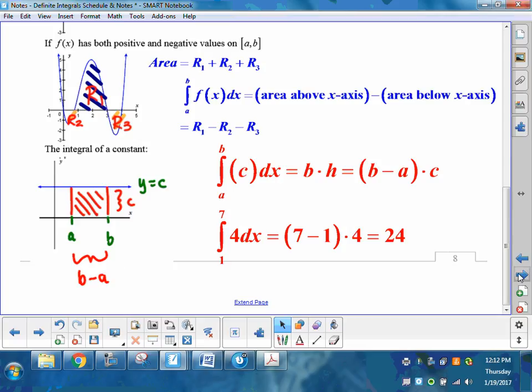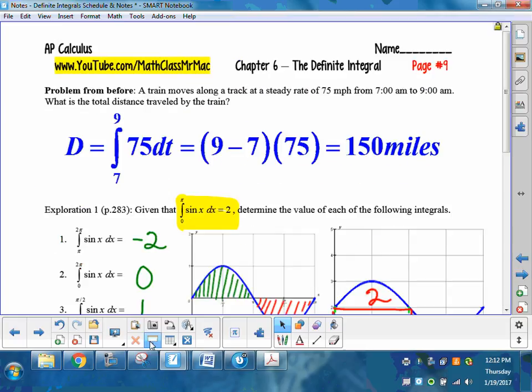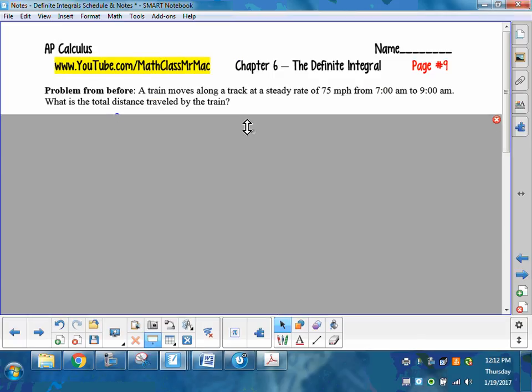Now, let's see for this next one. Go through right now, please, and do this problem out. But I need you to write it as an integral. Read this question, please. Go through and write this out as an integral.